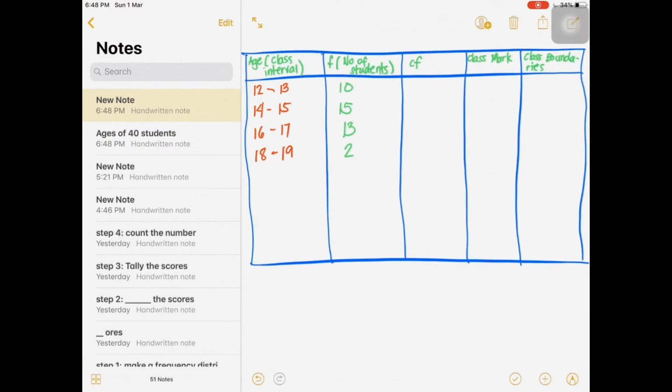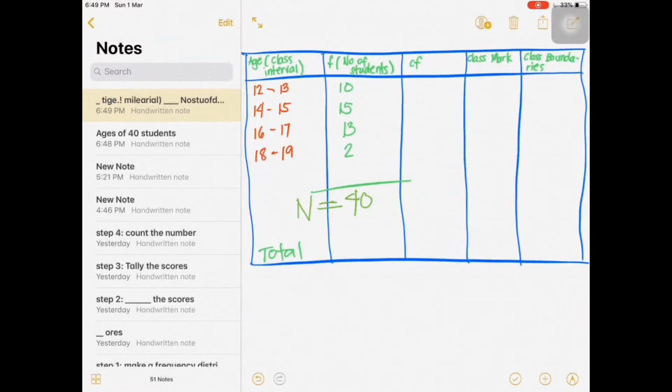Okay. Here, we will add the total population according to the number of students. So we will add 10 plus 15 plus 13 and plus 2. There are 40. So our population is 40. We should not forget to put capital letter N as representation of population. So our population is 40.